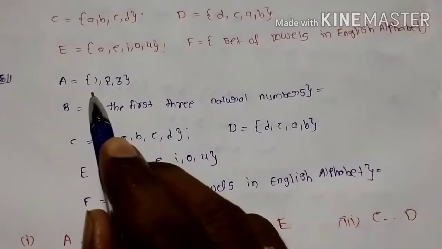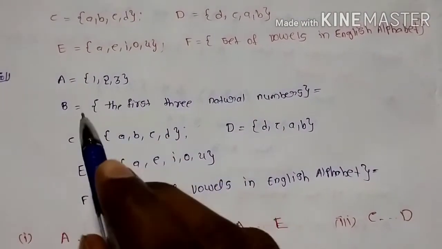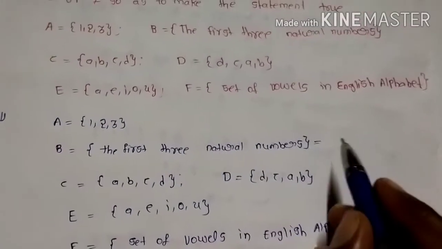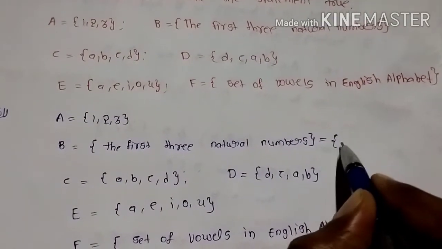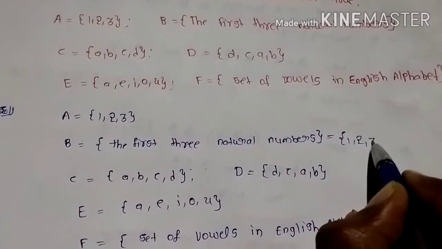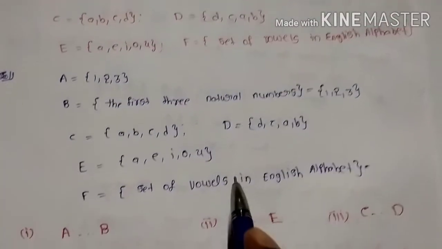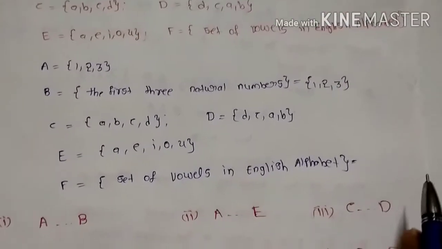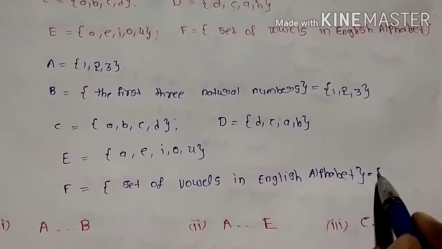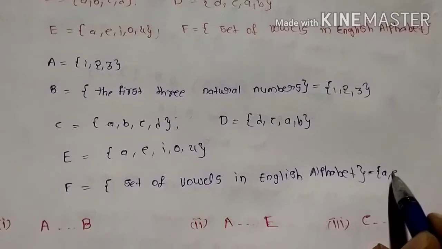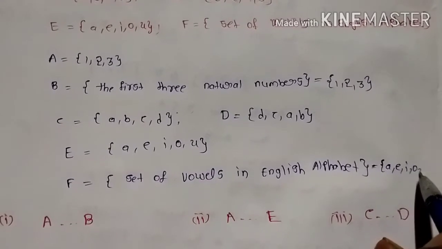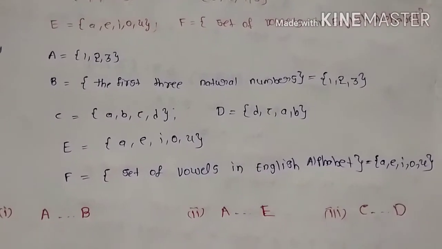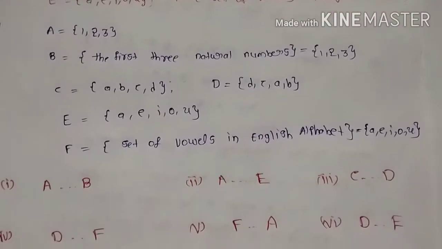First of all, A = {1, 2, 3}, B = the first three natural numbers. How can you represent {1, 2, 3}? Yes. Next, C = {a, b, c, d}, D, E, F. E is the set of vowels in the English alphabet. How can you represent the set of vowels? See here, {a, e, i, o, u}. Yes or no? Yes.